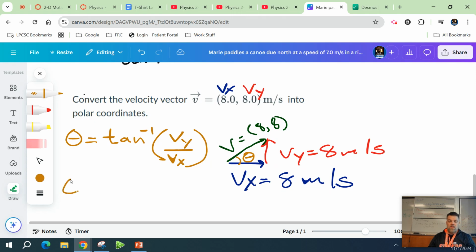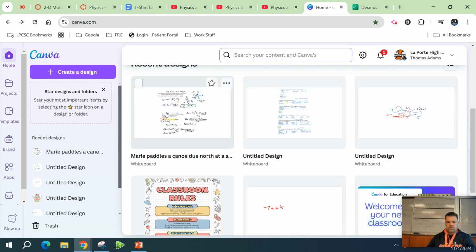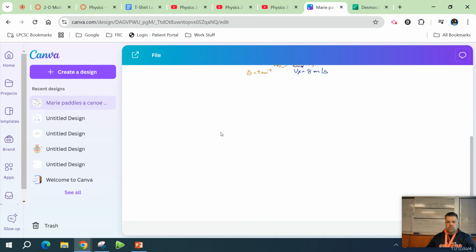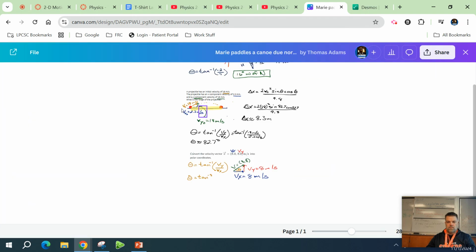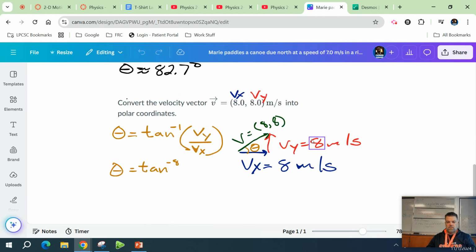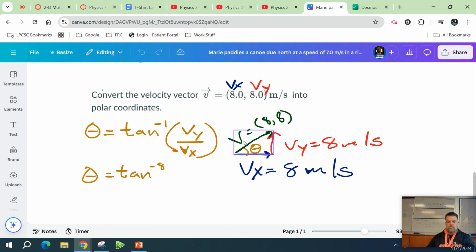All right. So then theta is equal to arctan. Oops, why did I do it that way? No, I want to go back to that. Oh, I gotta zoom in a little bit. There we go.